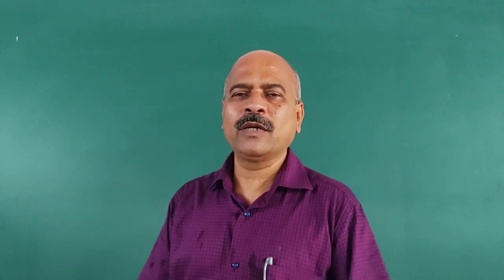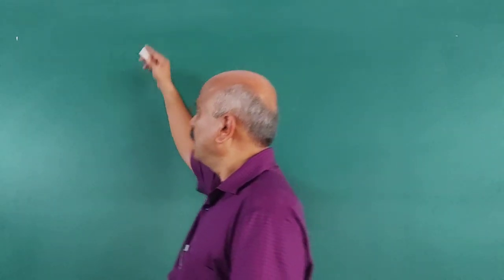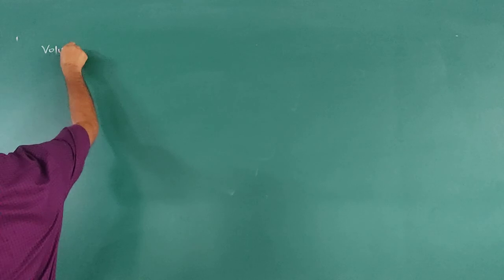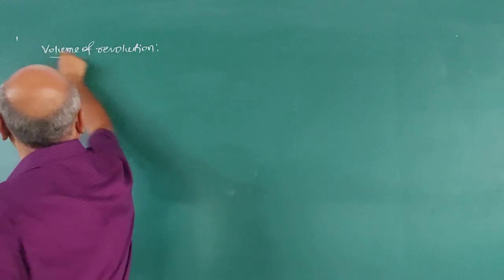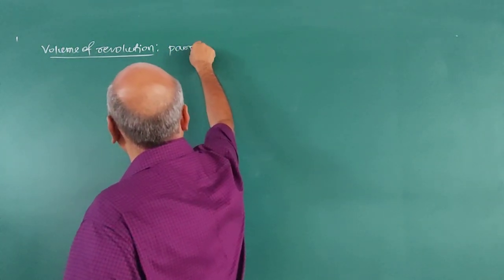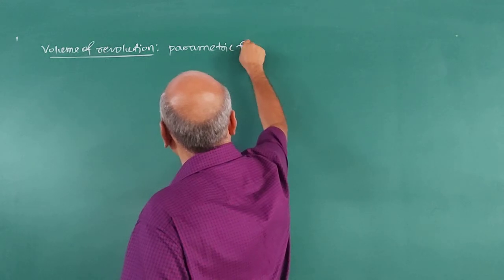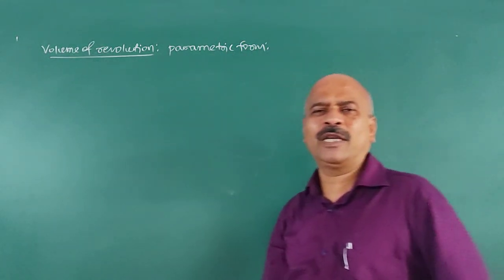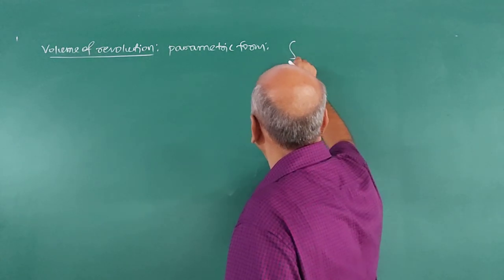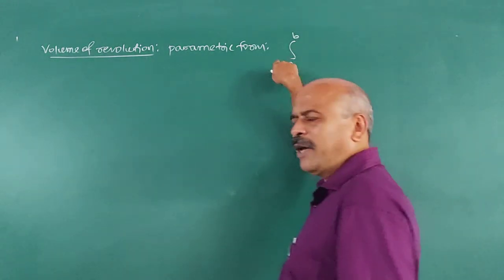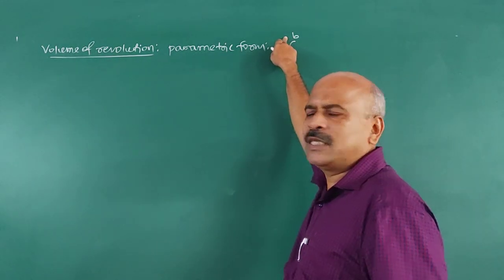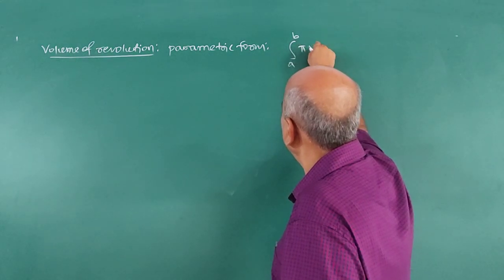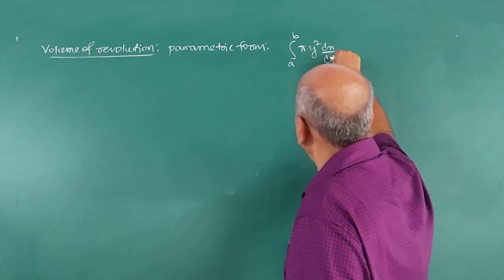See, we are dealing with volume of revolution. For parametric curves, I have already given the formula. Volume of revolution for parametric form. Parametric form means suppose the equation of the curve is given in parametric form, then it is a to b. So suppose the parameter corresponding to point A is t is equal to a, parameter corresponding to b is t, a to b pi y square dx by dt dt.